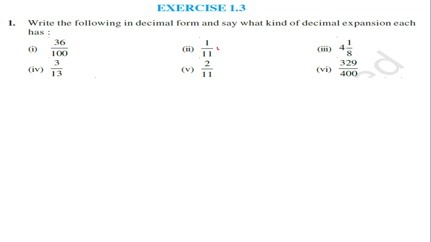See this second, fifth, and this fourth. These three, are they non-terminating repeating or not? First you check, then after I will show you. Second, fifth, and fourth are non-terminating repeating. I have written NR, non-terminating repeating. So the trick is this.